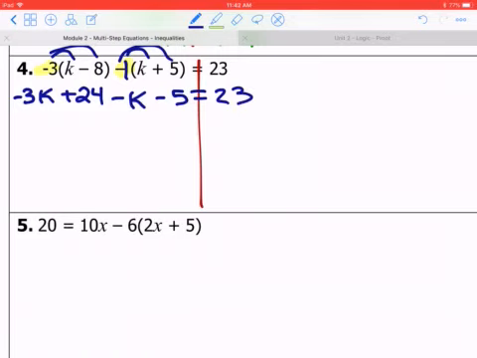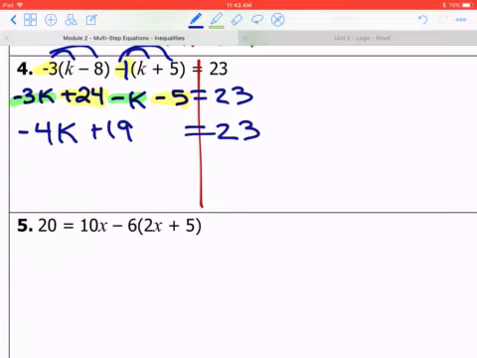Okay? Now we need to look for like terms. So I have a -3k and a -1k. So we want to add them together. They're both negatives, so we're going to add. That's going to give me -4k. And then I have a +24 and a -5. So we want to do 24 minus 5, which is going to give me a +19. And then that's going to be equal to 23.